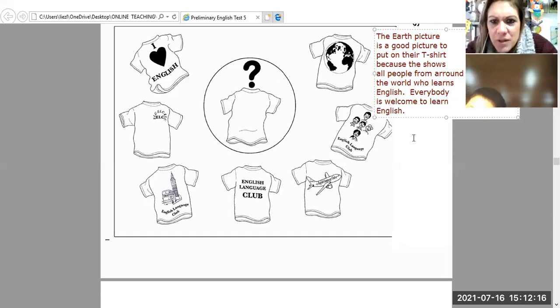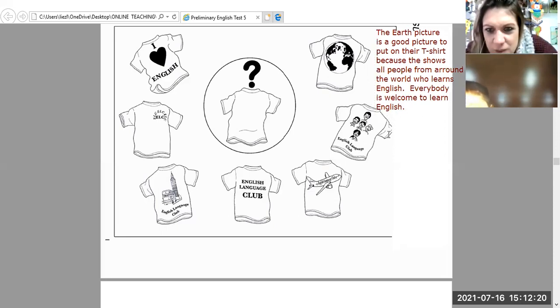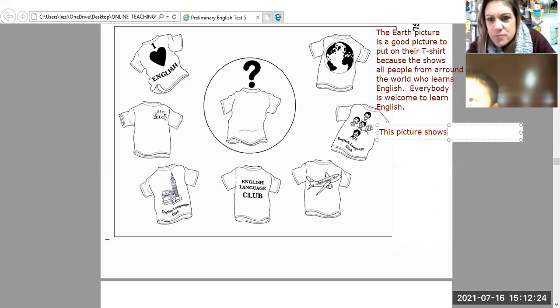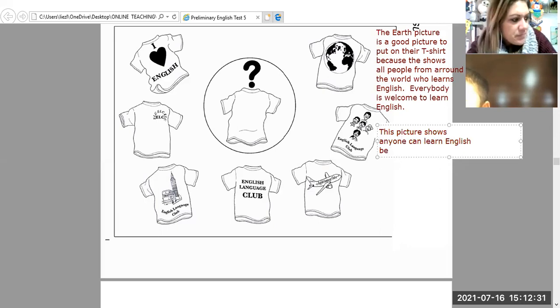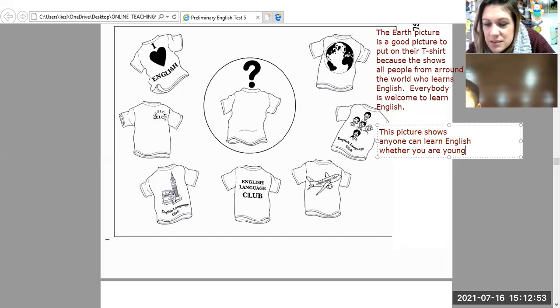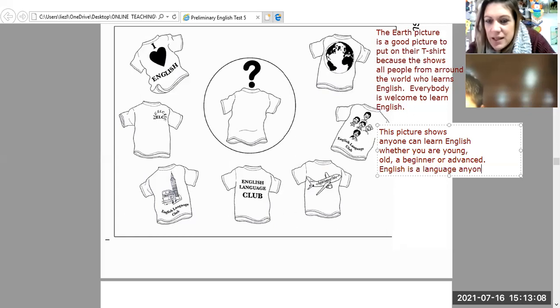Okay. What about English Language Club with the people here? What about this one? This picture shows anyone can learn English, whether you are young, old, a beginner, or advanced. English is a language anyone can learn.